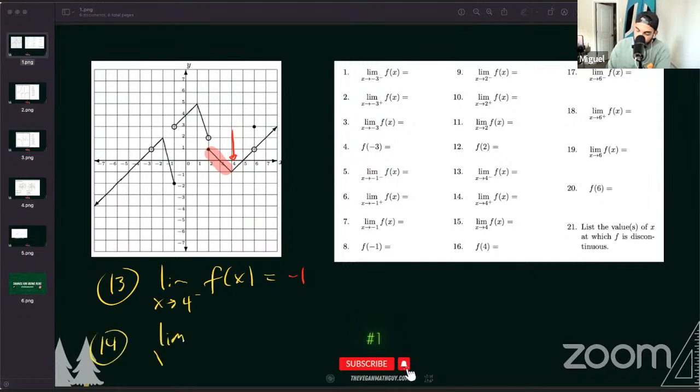14, the limit as x approaches 4 from the right side. Okay, same thing. Let's go to our graph, and I'm approaching it from the right side. Yeah, looks like I'm getting really, really close to -1. So this is good.